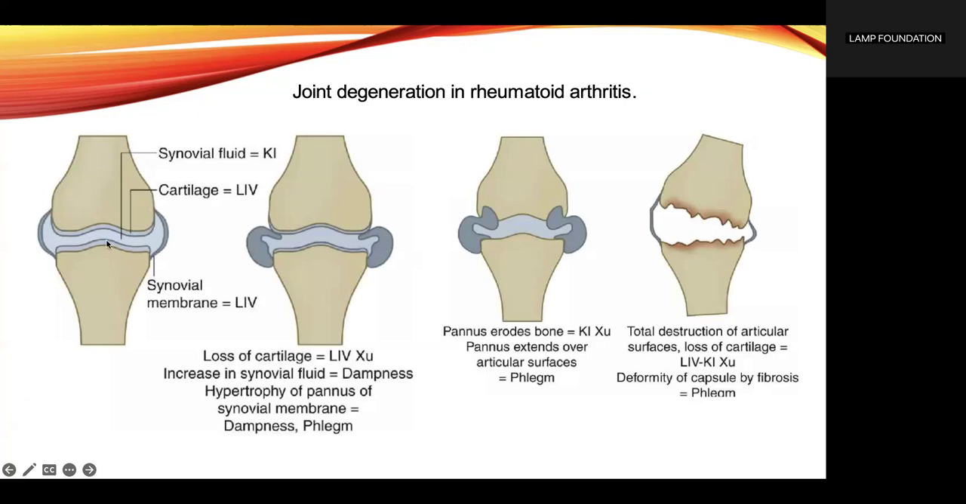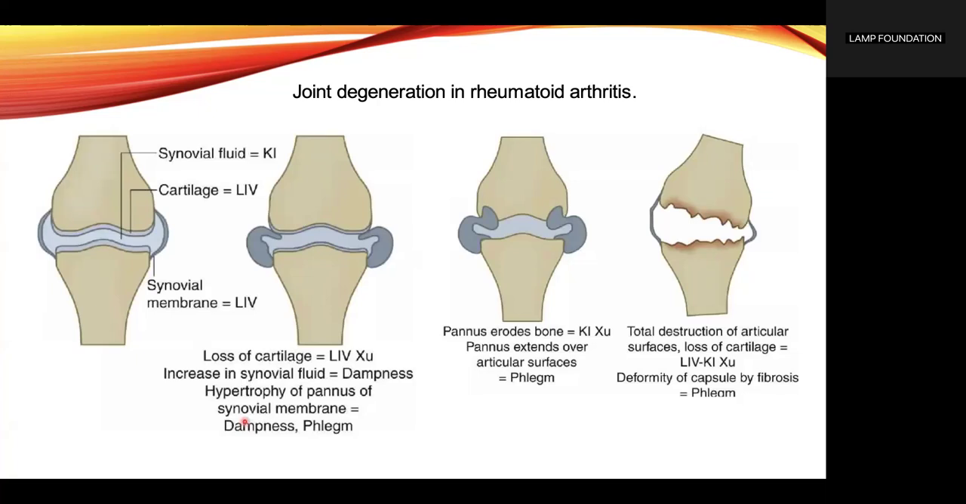In Chinese medicine, the synovial fluid will have something to do with the kidneys, the cartilage would be the liver, the synovial membrane is the liver. Loss of cartilage is called liver deficiency. Increase in synovial fluid is dampness. Hypertrophy of pannus of synovial membrane is dampness and phlegm.